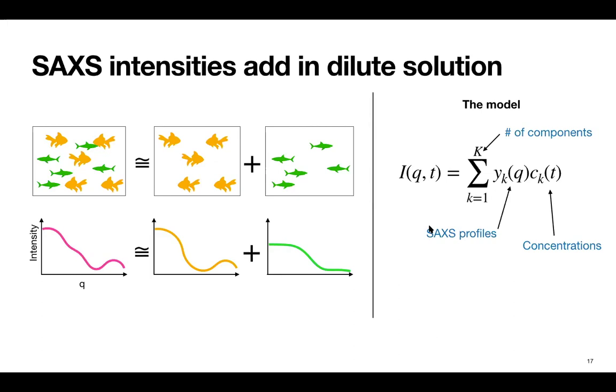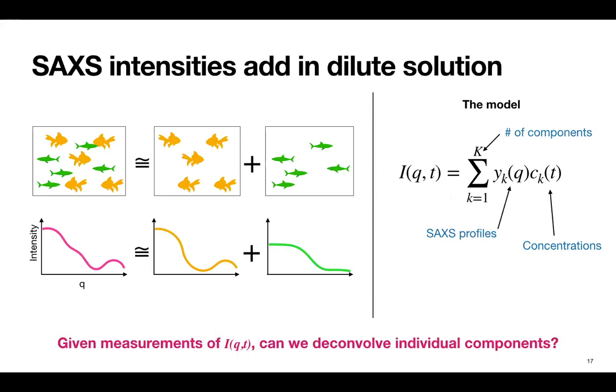Here's what our model is. We have intensity versus Q, and maybe time or some other variable, is just a sum over the product of component scattering profiles and how their concentrations evolve in time. Given a bunch of measurements of I versus Q, the challenge now is to deconvolve the individual components, to figure out what these Y versus Q functions and C versus T functions actually are.